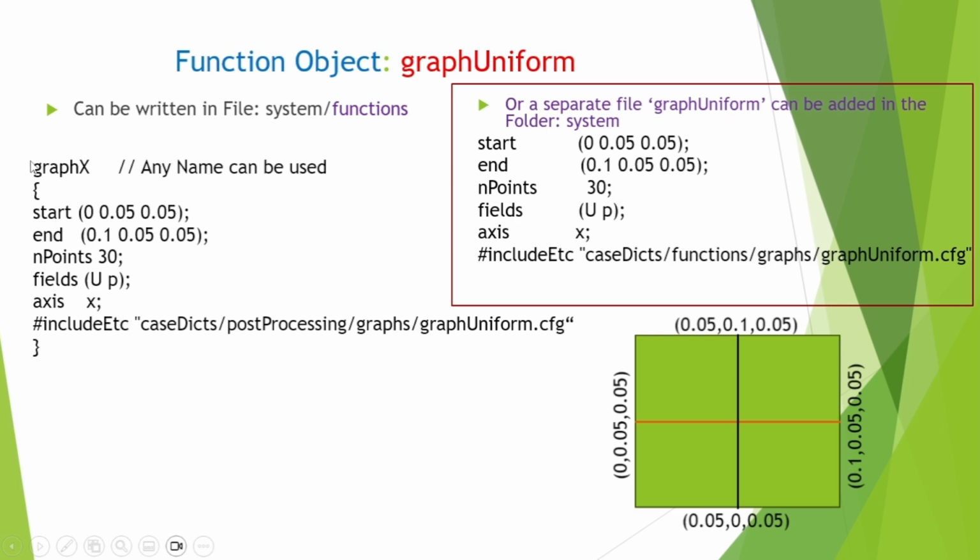The axis is in x direction. Similarly, we can write the graph in y direction. So the starting point is this point and the ending point is this, and the direction is y. If we want to add this function object as a separate file, then we create a file with file name graph uniform and the corresponding syntax is given here. Now let us write this syntax in file functions.